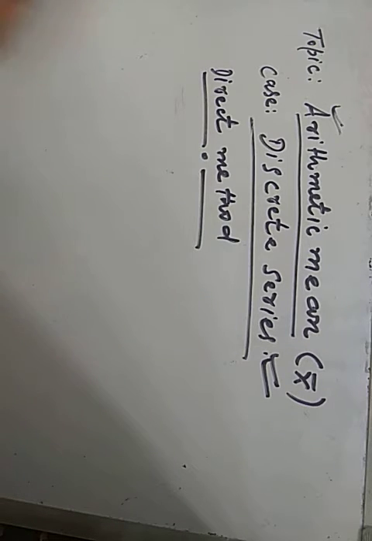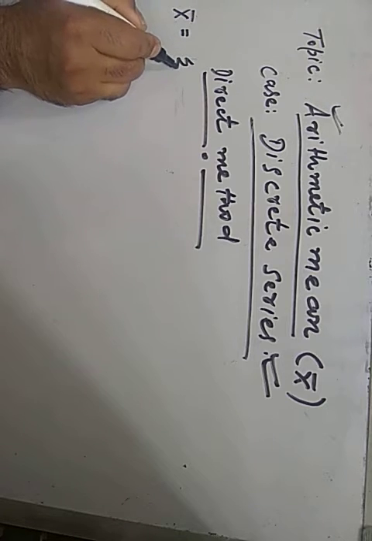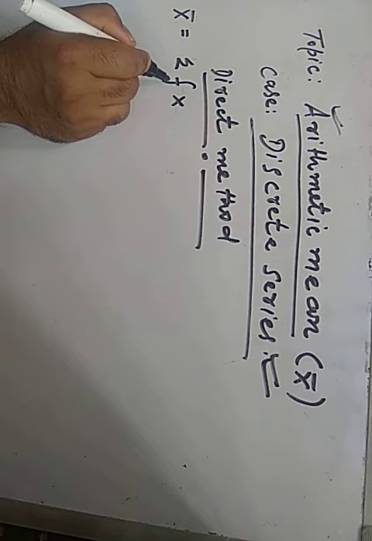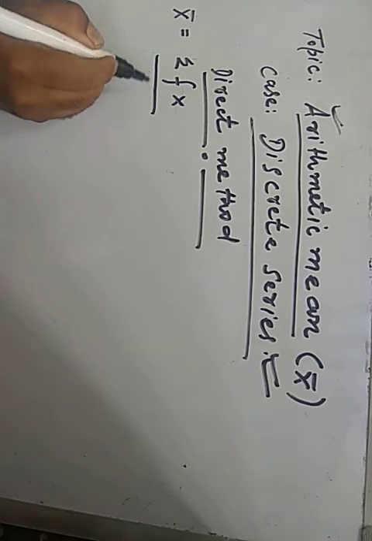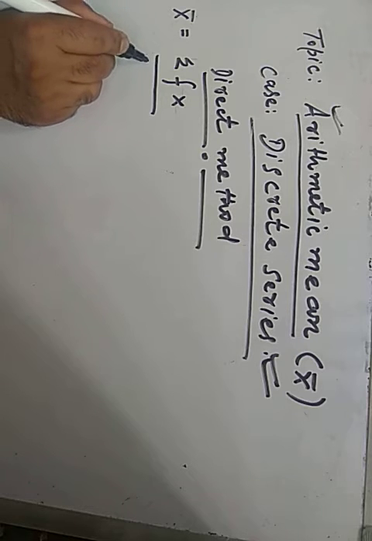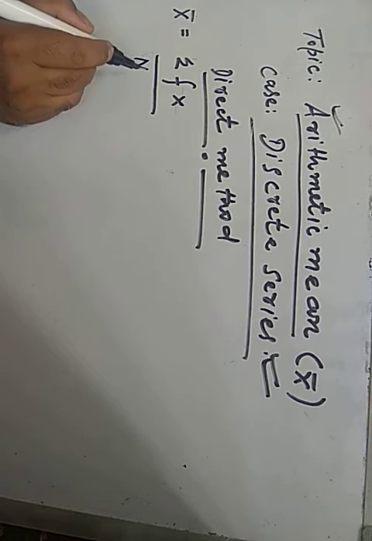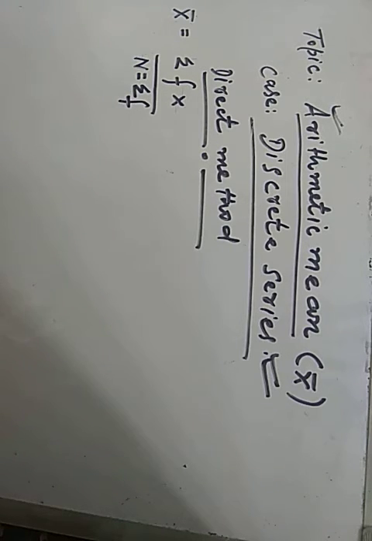And its formula is x bar is equal to sigma fx, that is value of frequency multiplied by value of variable, divided by number of observations, number of items in a given series, which is equal to sigma f, that is summation of frequencies. Here the number of observations is equal to sigma f.